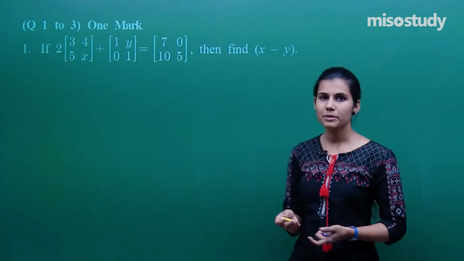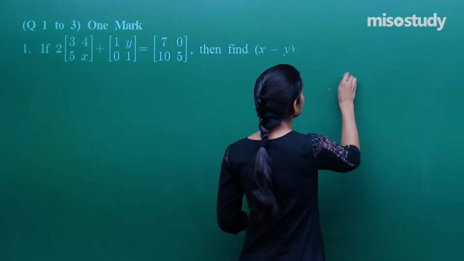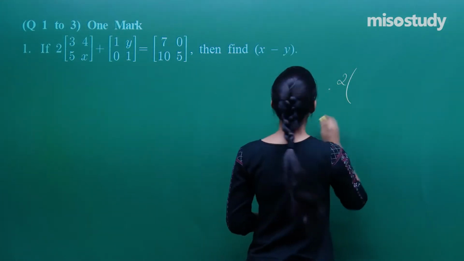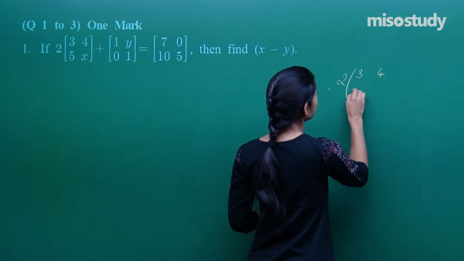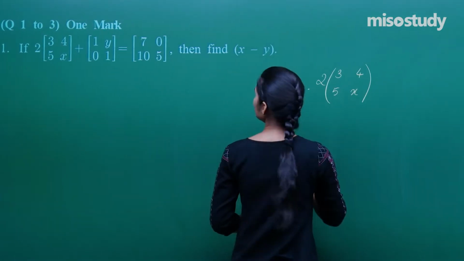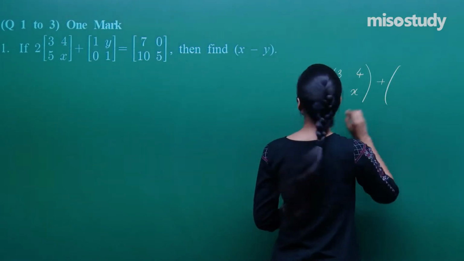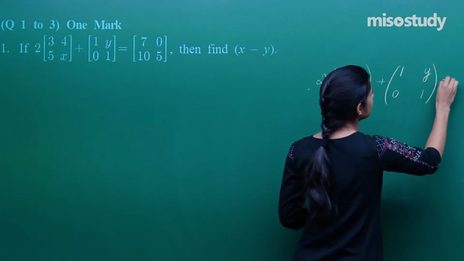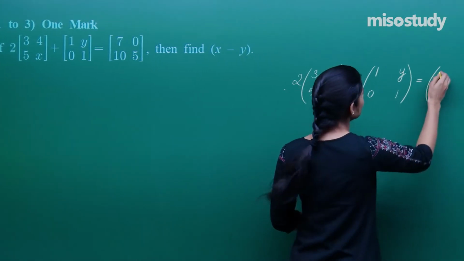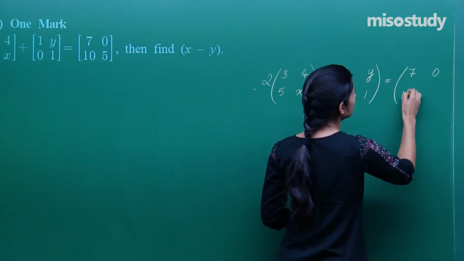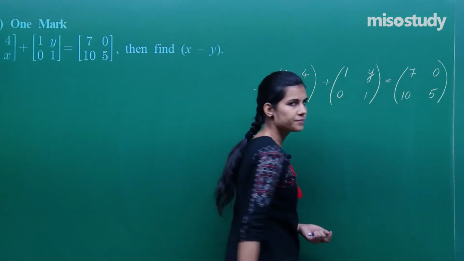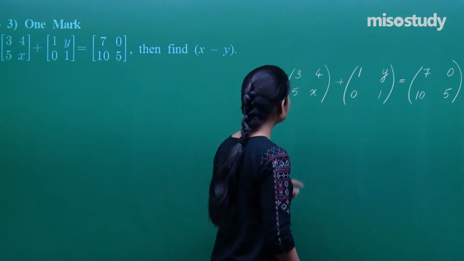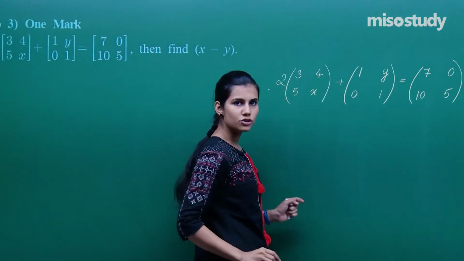This is just nothing but algebra of matrices. It's twice of which matrix? 3, 4, 5x plus 1, y, 0, 1. This is given to be equal to 7, 0, 10, 5. Clear? Once we have written this, you know how to multiply a scalar to a matrix.